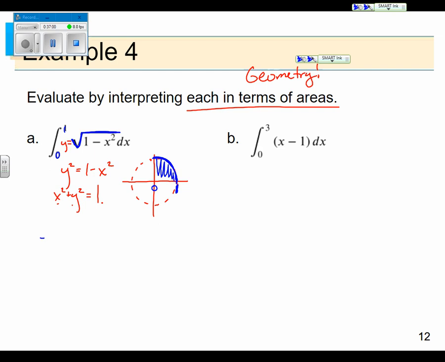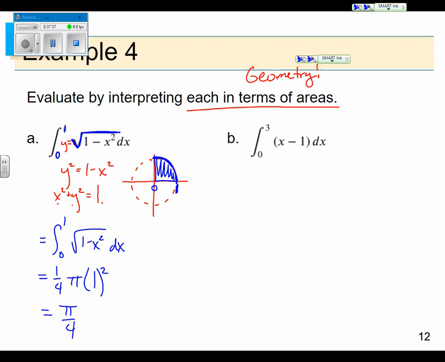And so to evaluate this, let me rewrite the original problem. The square root of 1 minus x squared dx is simply just going to be the area of a circle. The area of this circle is going to be pi r squared, where r is equal to 1. But I don't have the whole circle. I only have a quarter of it. So I'm going to multiply it by 1/4. And so I can actually evaluate that to just simply be pi over 4. And that would be the area underneath that curve.